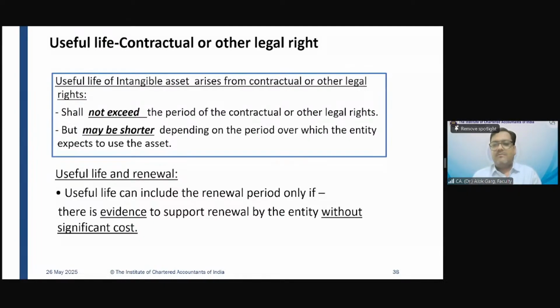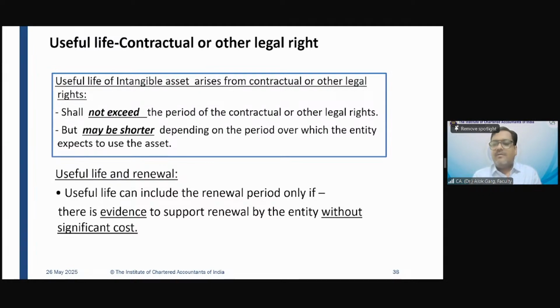Indefinite. This is an indefinite life, right? Because you're not sure. It is an indefinite life. If the life is indefinite, then will you be able to amortize? Will you be able to do the amortization?